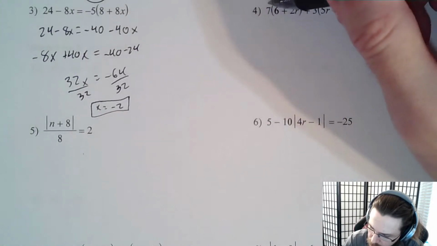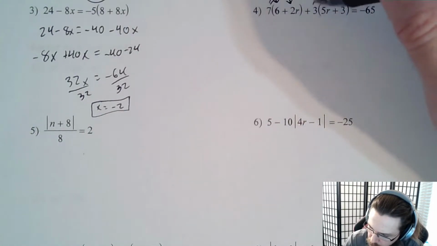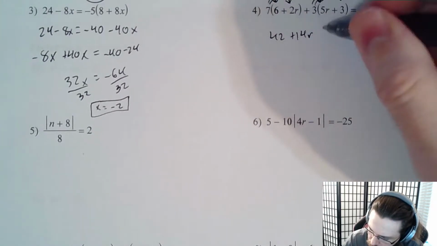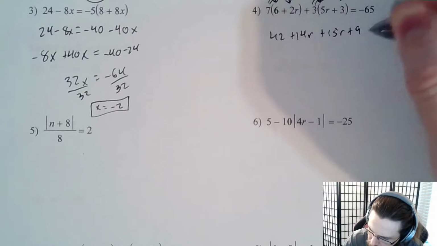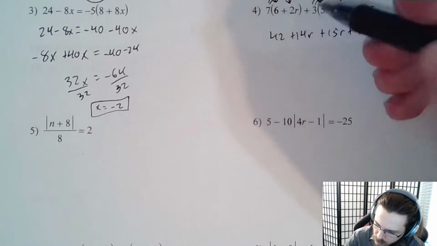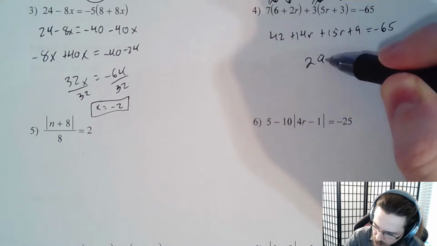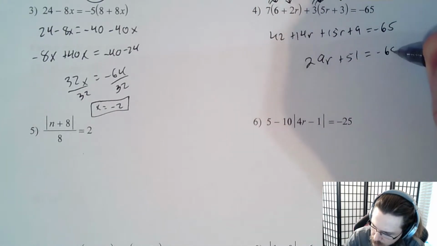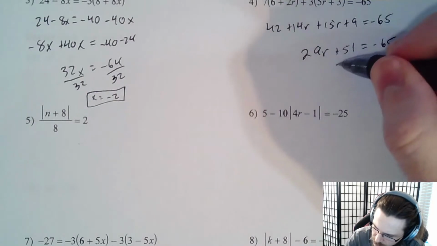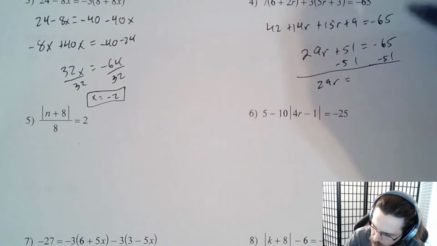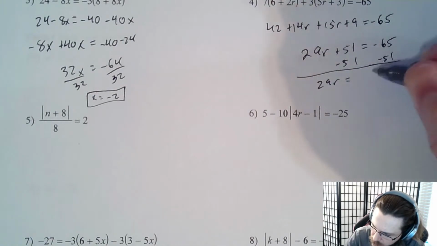All right. 7 distributes to both. 3 distributes to both. 42 plus 14r plus 15r plus 9 equals negative 65. Add those like terms. 14 and 15 is 29r. 42 and 9 is 51 equals negative 65. Subtract 51 on both sides of the equation. We're going to get 29r equals, oh boy, what is that? Negative 116.